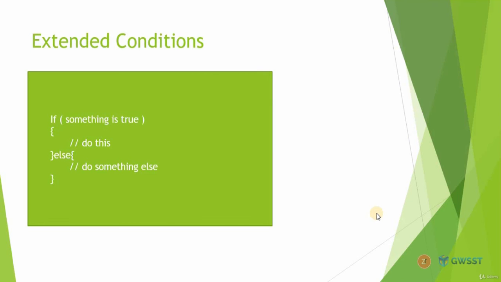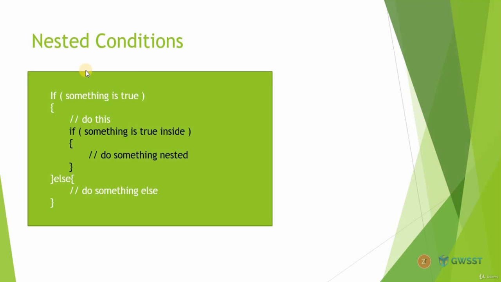You can always extend your condition. So for example, if something is true, you'll do this, but what if something is not true and you have to do something else? Then you can use the else statement here. So you can just type in if something is true, do this, else you can do something else.